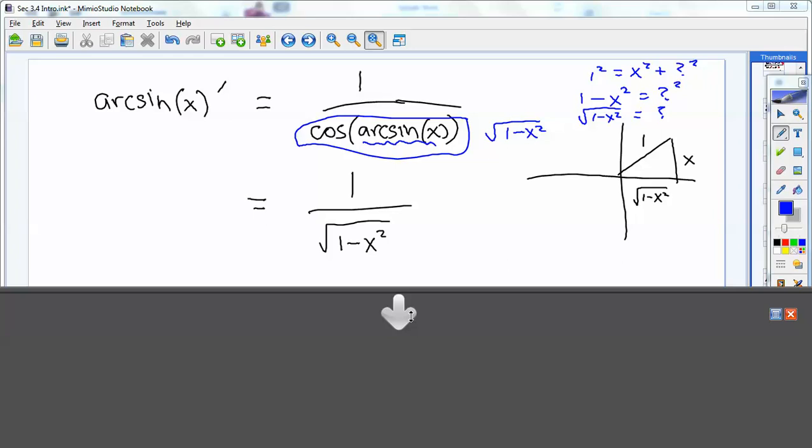So look at our cosine. It's the same except what? It's got a negative on top. What about our tangent? No square root. It's got a plus sign. Just got to memorize that.